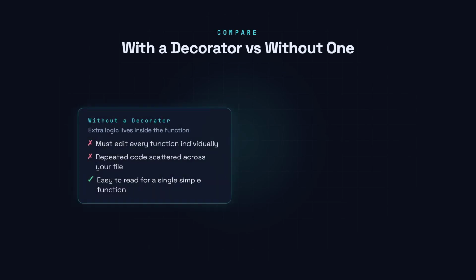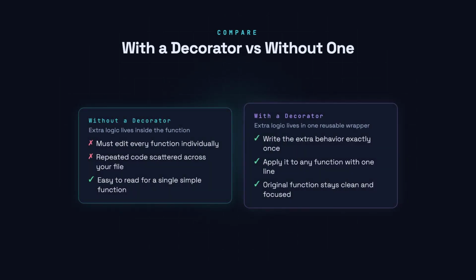Without a decorator, you would paste the same uppercase logic into every function you want to shout. With the decorator, you write it once and apply it anywhere with a single @ sign line above the function.